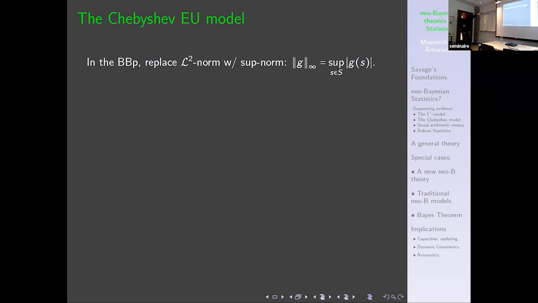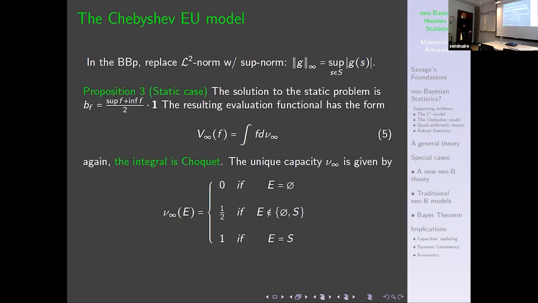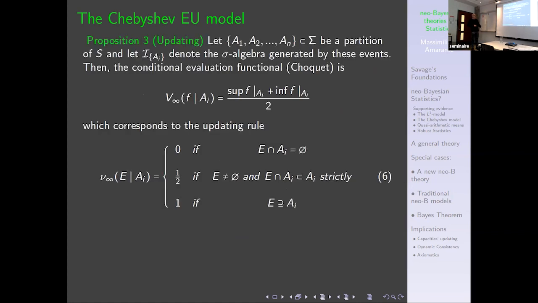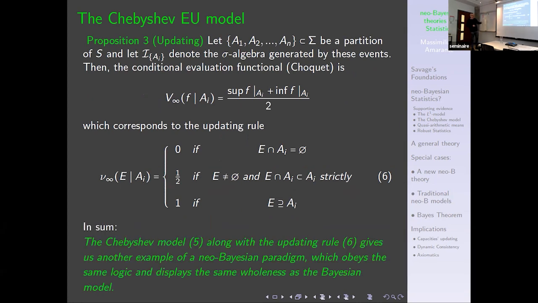Instead of the L2 norm, you can replace it with the sup norm. And again, you were talking about sup and inf before. So what you have here is another Choquet expected utility model. The capacity here is different. This is going to be the updating rule that is associated with this model, by solving again the minimization problem. So now you can repeat the same thing that I said before. This is another kind of probability and therefore another statistics, and this is associated to another Choquet expected utility.